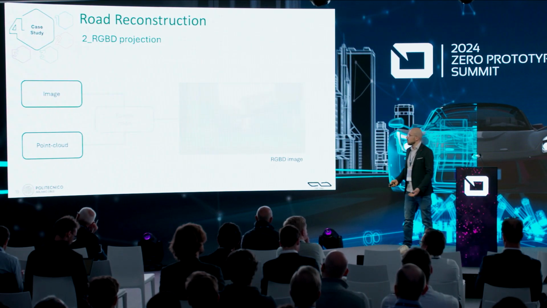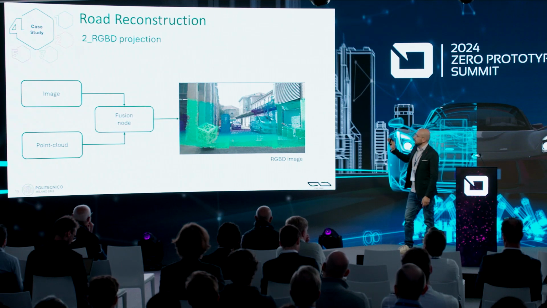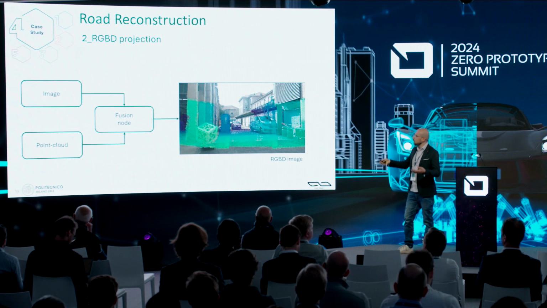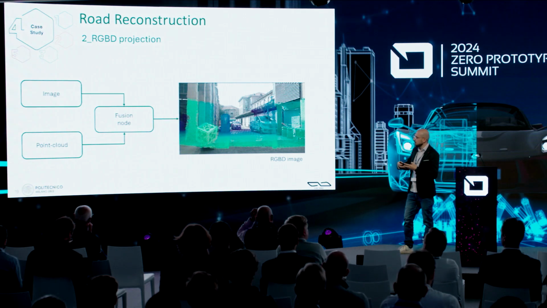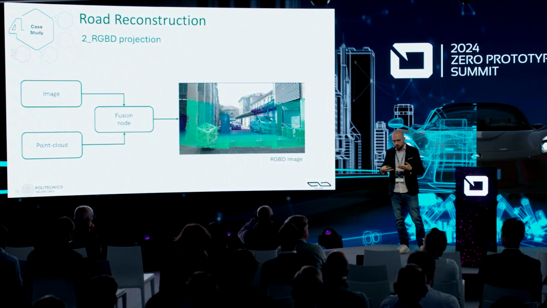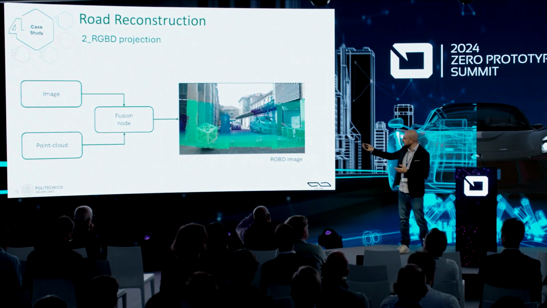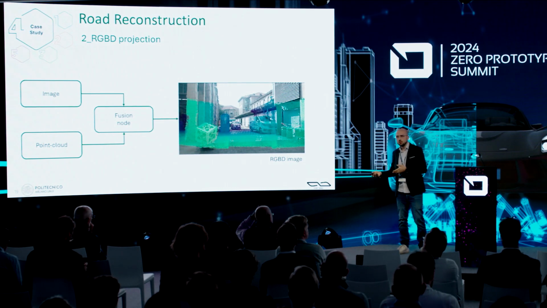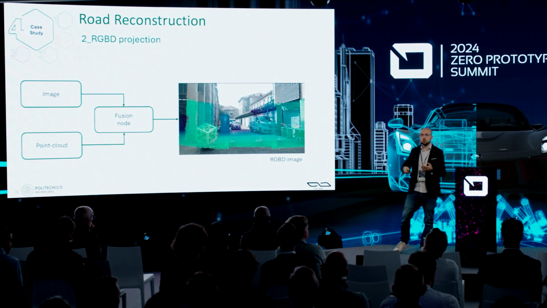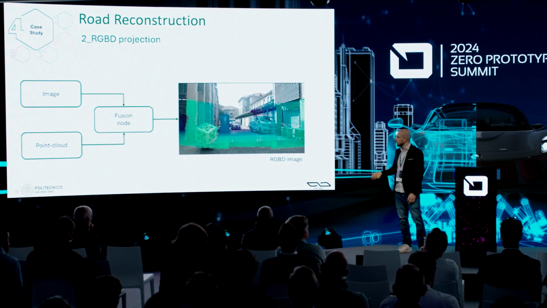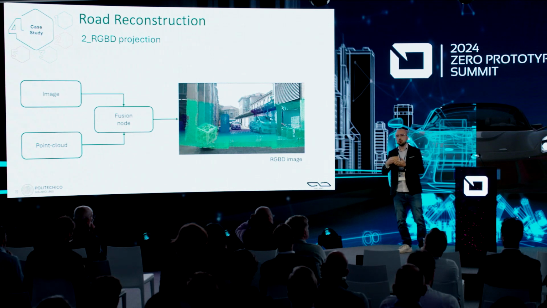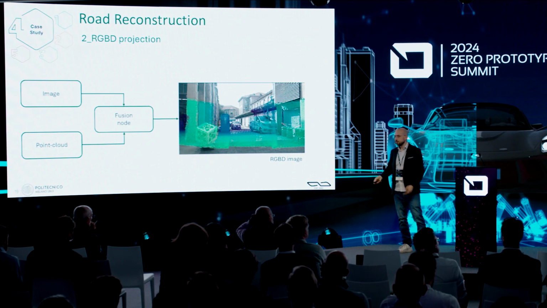Actually, for this, we go directly with the image plus the point cloud of the LiDAR. We do a fusion node, and by some calibration, we can project the image from the flat RGB world to the third dimension. So we add the D into the image. And of course, since the image is now labeled, also the labels are in the 3D world.